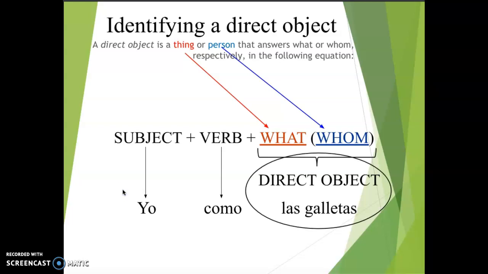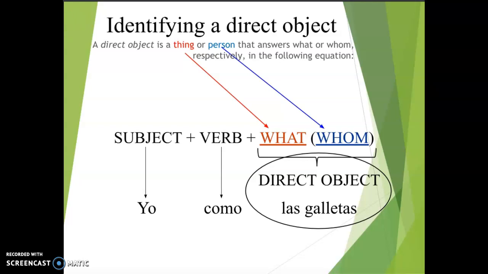Las galletas are cookies, all right? So this sentence is saying, yo como las galletas. I eat the cookies. Okay, so the direct object is the cookies in the sentence. The subject is yo and the verb is comer or como. Conjugated verb is como. Okay?